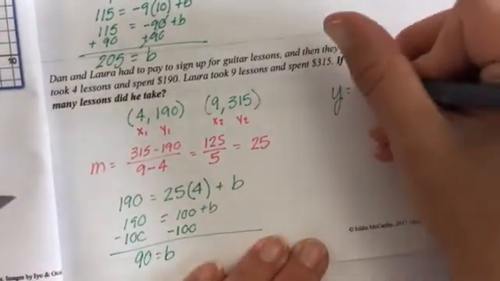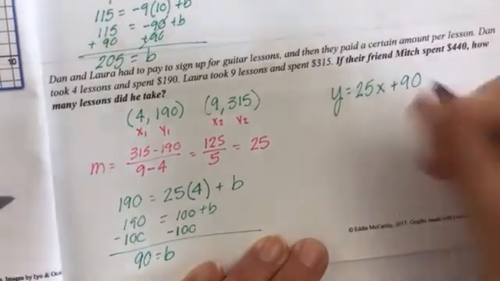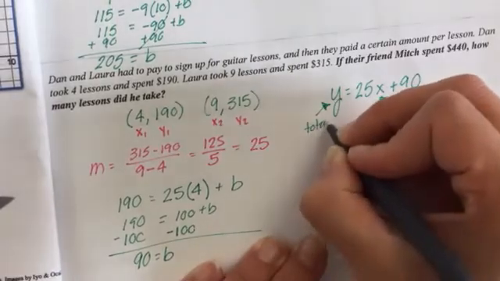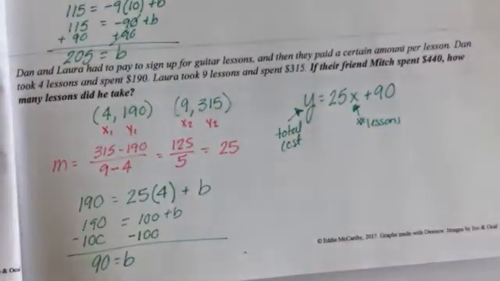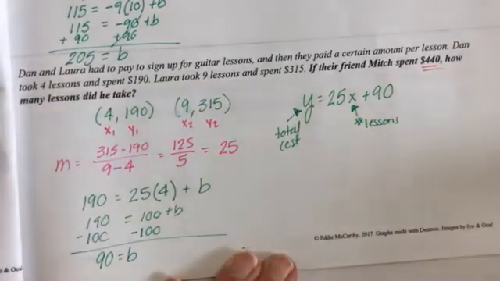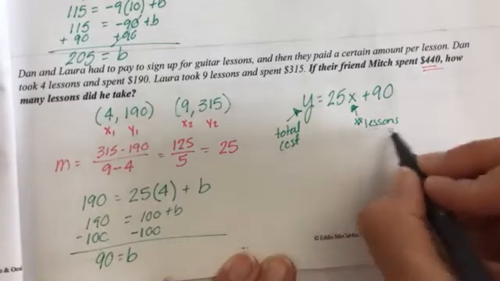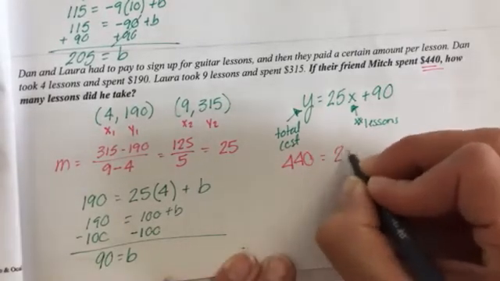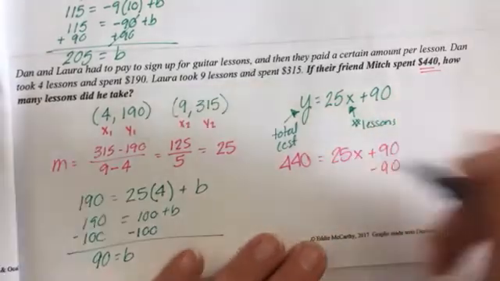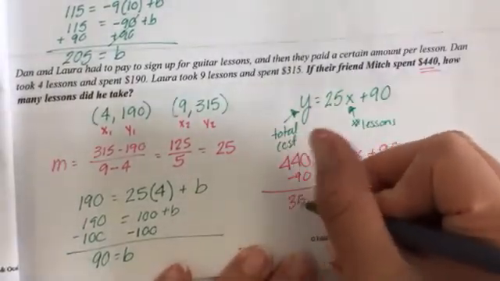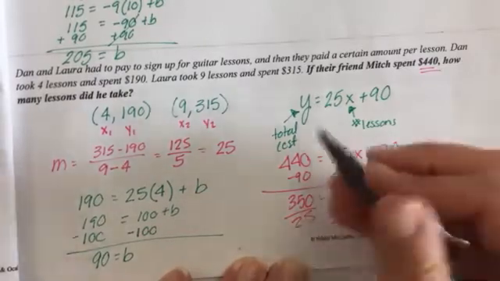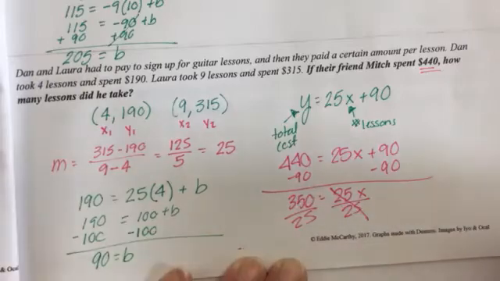I think writing an equation is helpful to visualize this. X is the number of lessons and Y is the total cost. Once you set up that equation, you should be able to figure out what to do with their friend Mitch. He spent $440. That's going to be his total cost, because we want to know how many lessons he took. So I put that in for Y and then I'm going to solve. I'm going to subtract 90 from both sides. So it gives you 350 equals 25X. Divide by 25.